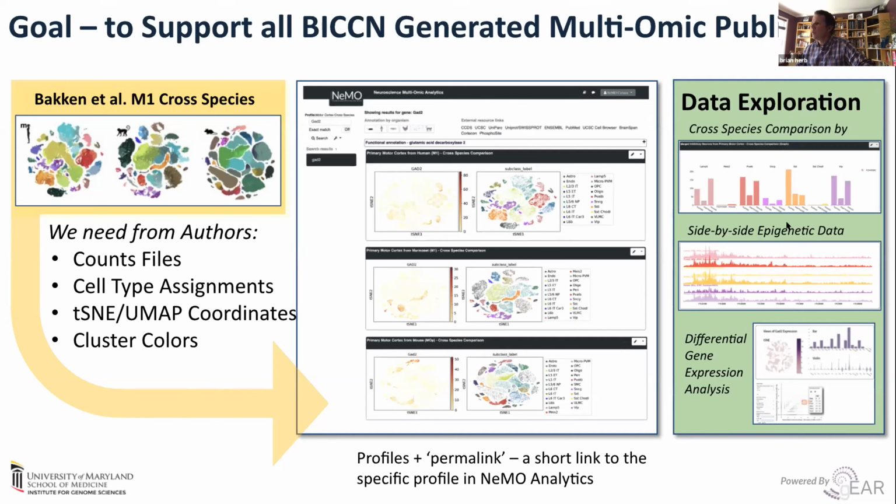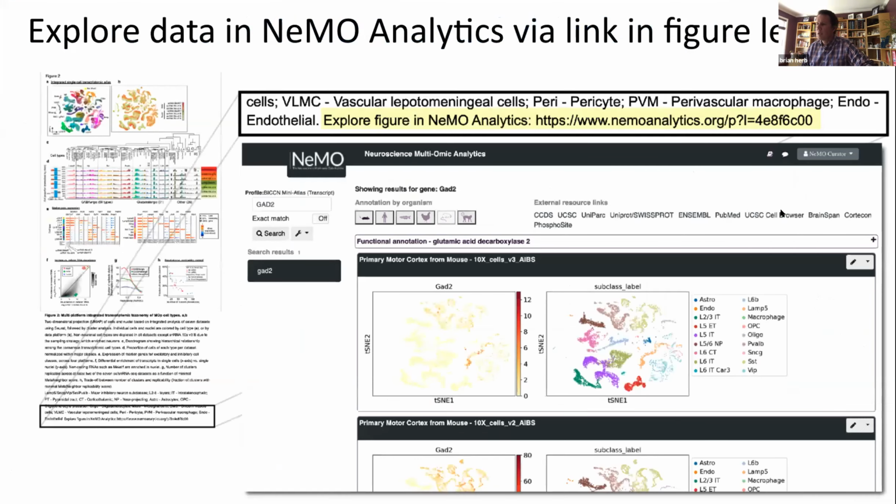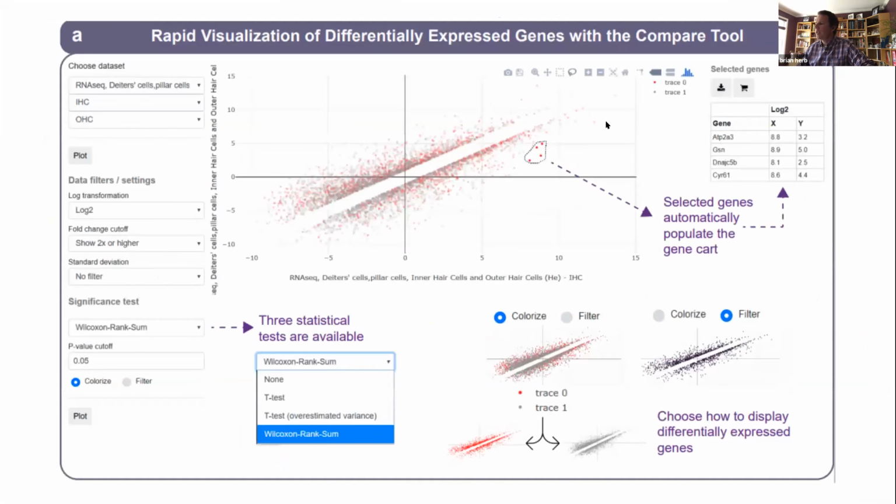And as I mentioned before, there are other plotting options available. How this can work in the paper itself, and this is something that we have integrated into the flagship paper: at the bottom of each figure, you can put in a short URL, and that goes directly to the specific profile that you want. And a couple of quick tools that we'll go over a little bit later.